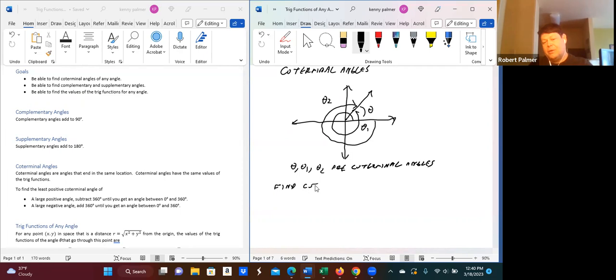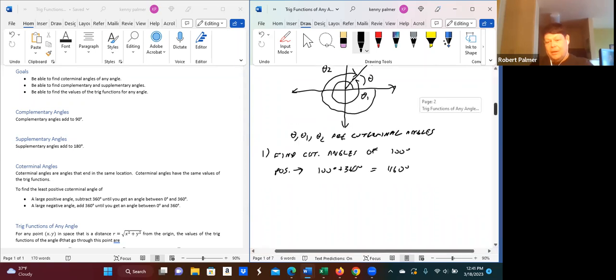So let's say I want to find coterminal angles of, now let's say 100 degrees, that's good. Now, positive, well, that would just be 100 plus, remember, 360 degrees all the way around. Remember, positive direction is counterclockwise, and the negative direction is clockwise. So positive would just be 100 degrees plus 360, which is 460 degrees.